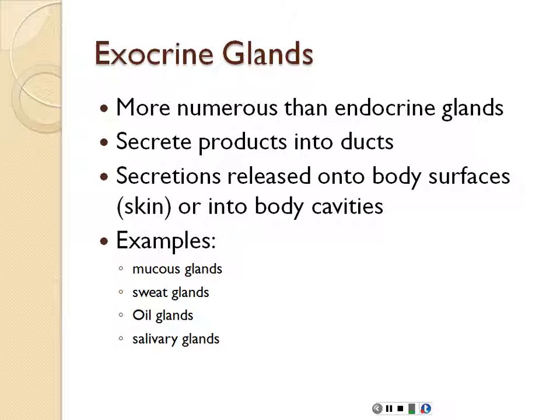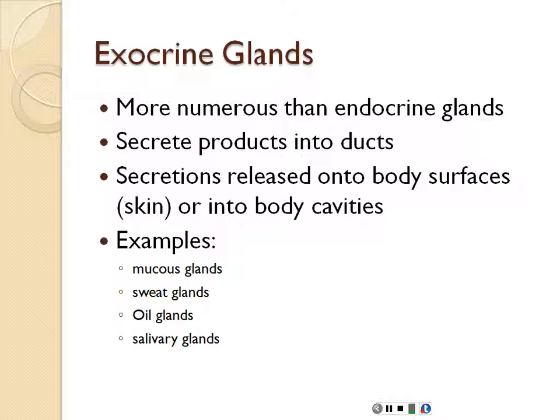Okay, so we just finished talking about the different types of glands, endocrine versus exocrine. So one more time, exocrine glands are different from endocrine glands in what way? Exocrine glands release their substance onto the surface of the body or into an organ. Anything else? They have ducts. Good. Okay, so exocrine glands are also more numerous than endocrine glands.